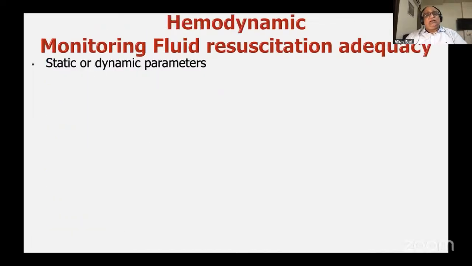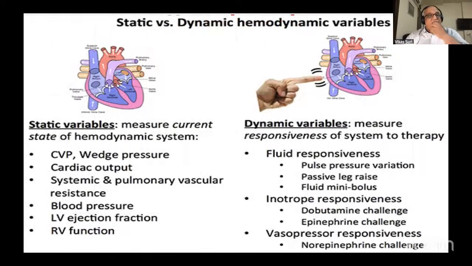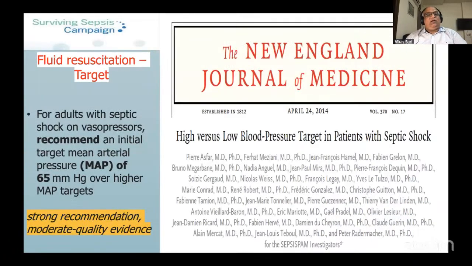There are certain other parameters known as the static or the dynamic parameters. The static parameters include the central venous pressure, the wedge pressure, measuring the cardiac output, systemic vascular and pulmonary vascular resistance. While the dynamic variables are a little difficult to measure, they are possible only in ICUs with specialized setups and need specialized training. But the Sepsis Campaign recommends that it is better to maintain a mean arterial pressure of 65 millimeters of mercury.